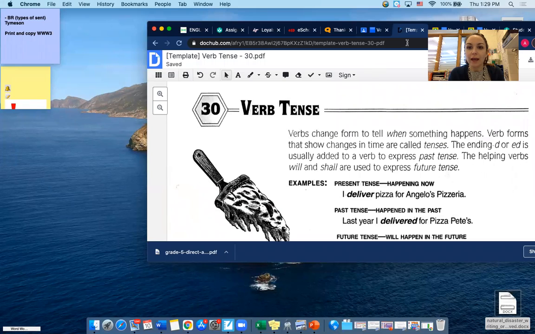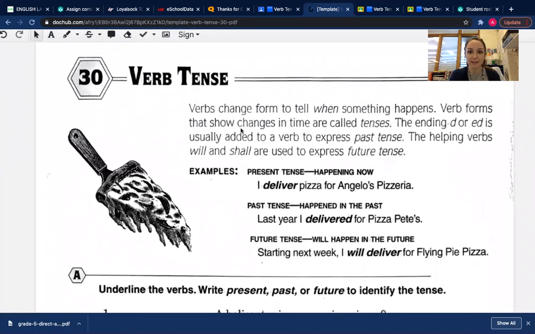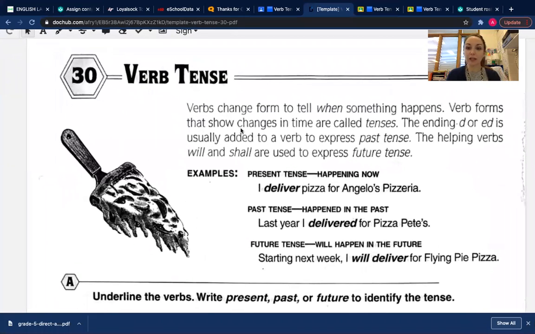Okay, and let me enlarge this. Okay, so verb tense, it's basically just three different things. Those are the main tenses: past, present, and future. Okay, verbs change form to tell when something happens. Verb forms that usually show changes in time are called tenses. Okay?